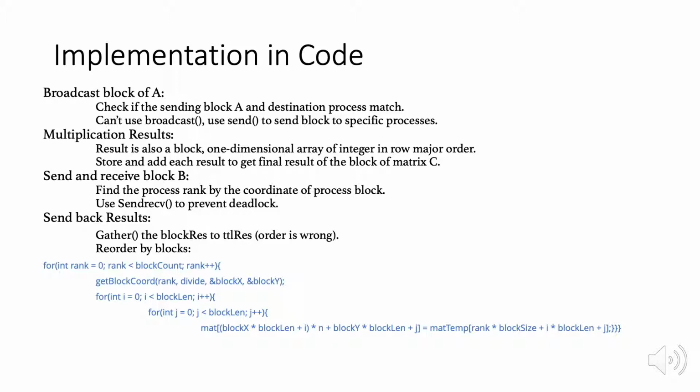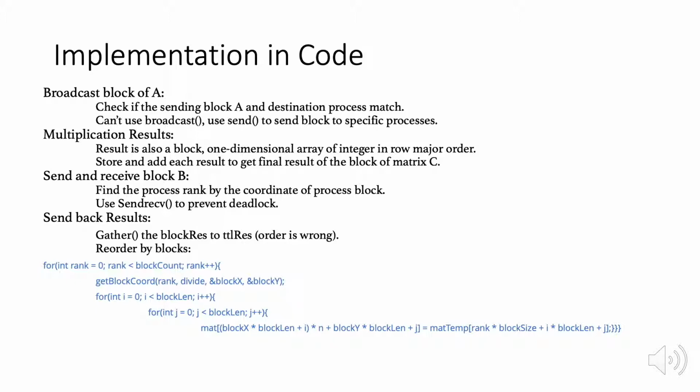There are some implementation details in the code. Firstly, the broadcast of block A. We first should check if the sending block A and the destination process match. And we can't use the broadcast function. We have to use send and receive to send the block to specific processors.